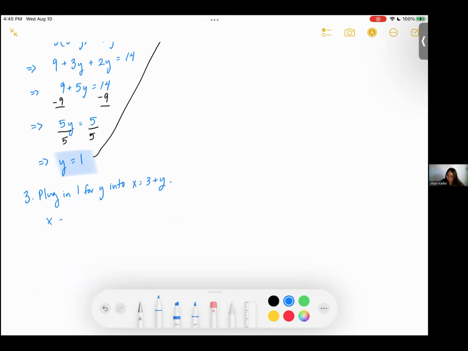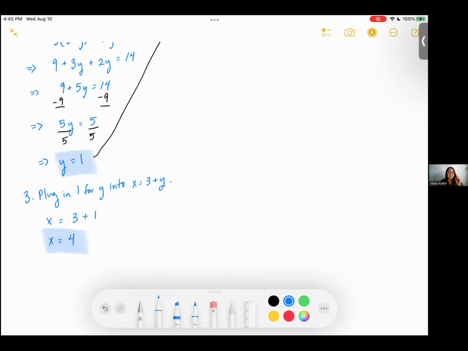So we had x is equal to 3 plus y, but y we said was 1. So x is equal to 3 plus 1, which I'm sure you can all figure out. x is equal to 4. All right, so now that we have that x is equal to 4 here, we know what x is equal to, and we know what y is equal to.